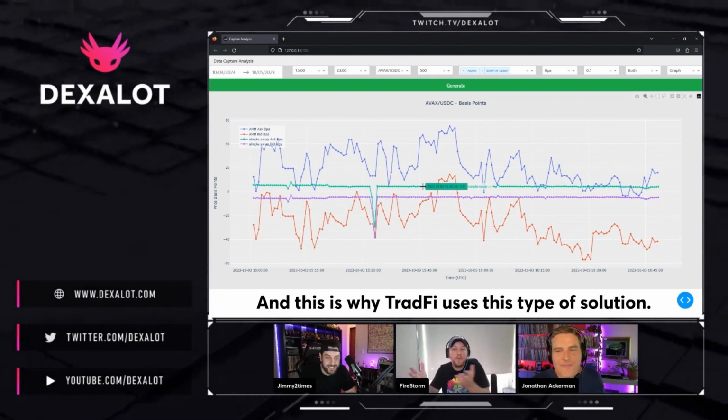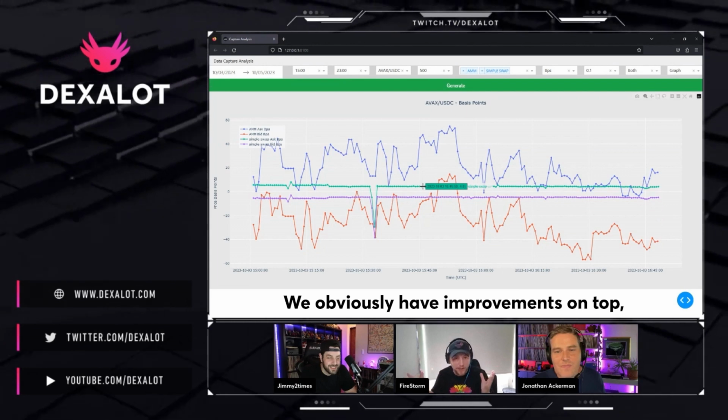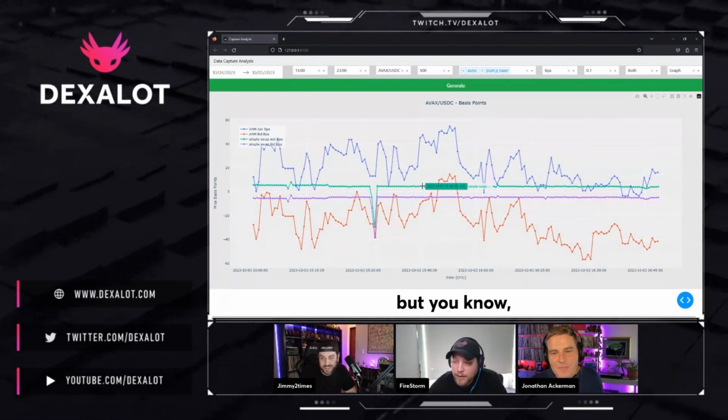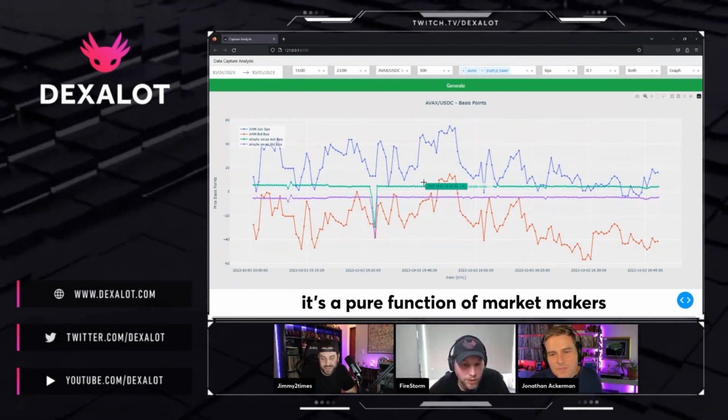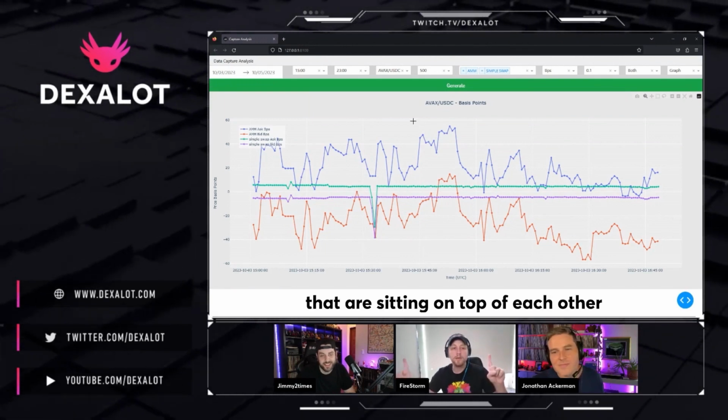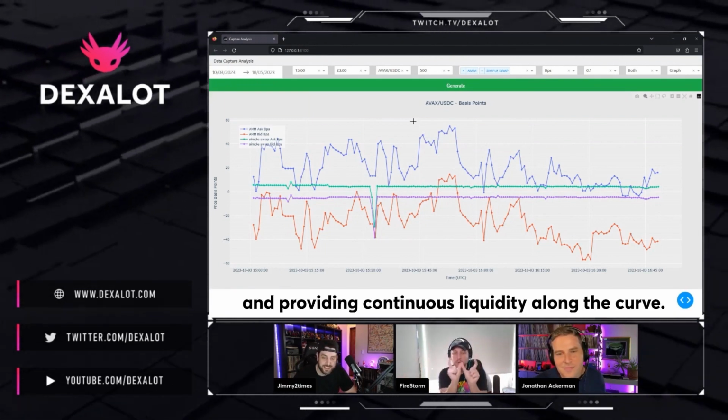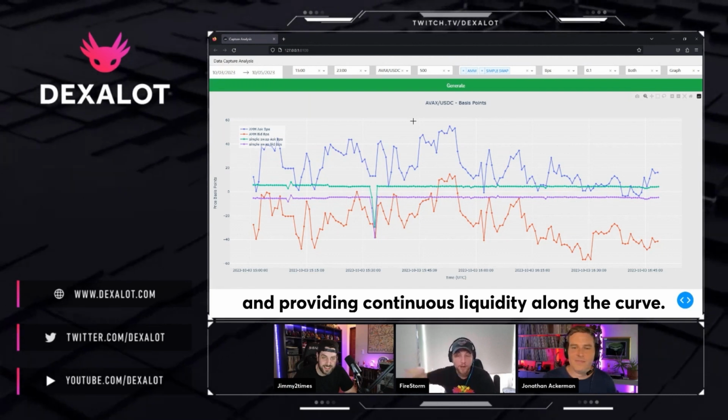And this is why TradFi uses this type of solution. We obviously have improvements on top, but it's a pure function of market makers that are sitting on top of each other and providing continuous liquidity along the curve.